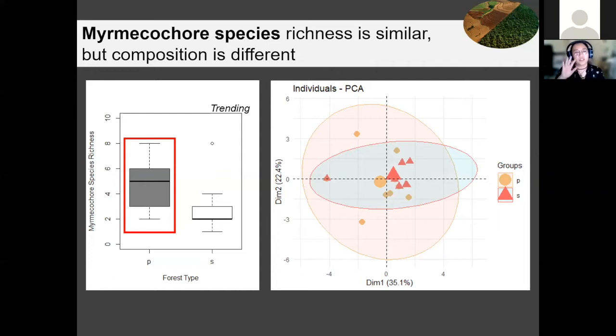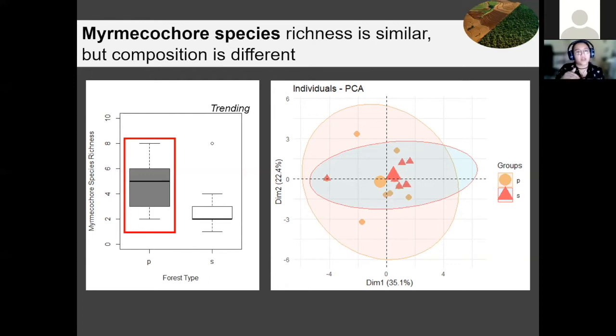So this is, I ran a principal component analysis. For those of you that are not familiar with this, basically I put all of the observational data I had of the myrmecochore species cover, presence and absence data from the primary and secondary sites. I put all that data together in this analysis, and it gives me this sort of spatial diagram that shows the shapes show similarity or dissimilarity in the communities.